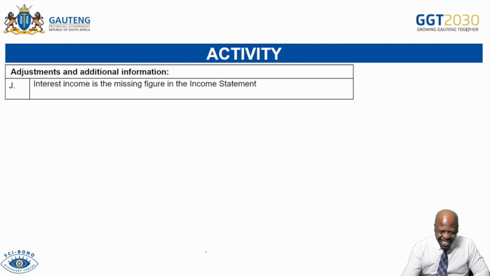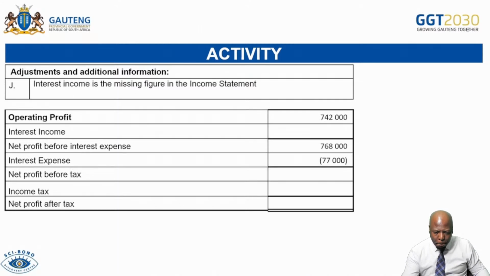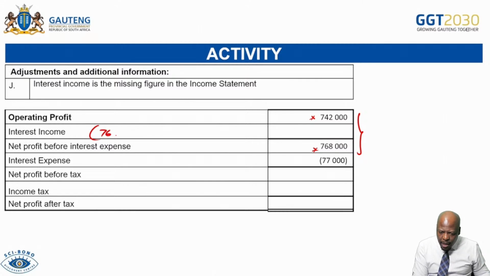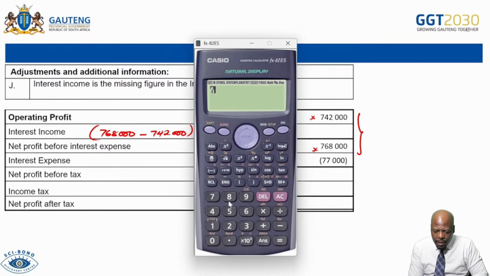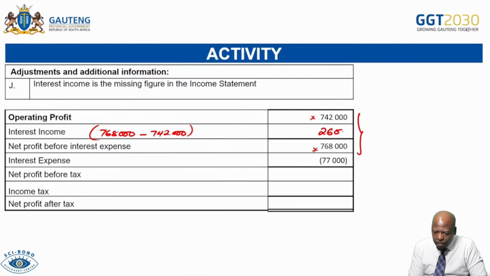Let's move on. Interest income is the missing amount. So here we want to get interest income. So to get interest income, we're simply getting the difference between the two, 768,000 and 742,000. So to get interest income, we're saying 768,000 minus 742,000. Okay, so to get that on the adding machine, it's going to be 768 minus 742,000. That's going to give us 26,000. So I come here, my interest income is 26,000, a positive amount.